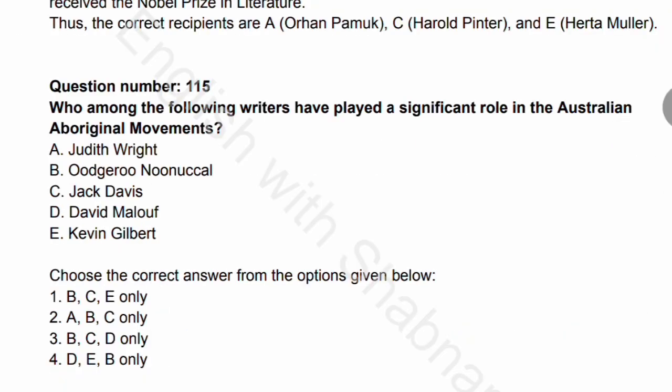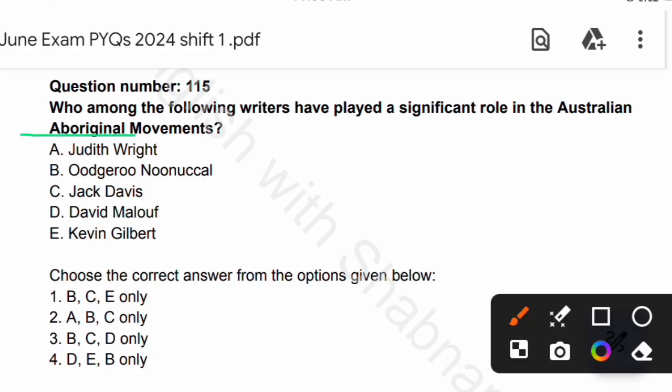Next question you have: who among the following writers have played a significant role in the Australian Aboriginal movements? Very important. This type of questions they are going to ask, not just a simple Australian writer or Australian work, but Aboriginal movements they have started asking. Option A, you have Judith Wright. Option B, Oodgeroo Noonuccal. Option C, Jack Davis. Option D, David Malouf. And option E, Kevin Gilbert. What could be the correct answers?